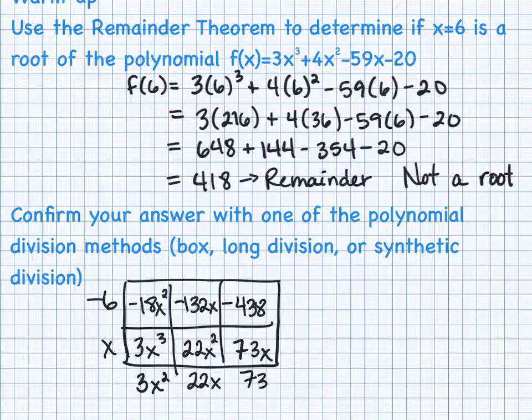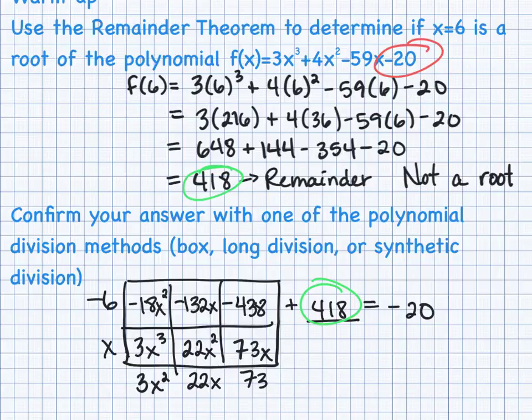And this is where the remainder isn't obvious, because we know that negative 438 plus something is supposed to equal this last term of negative 20. Negative 20 plus 438 is going to give us 418, which matches that remainder from the remainder theorem. So that's how we confirm that with the area model.